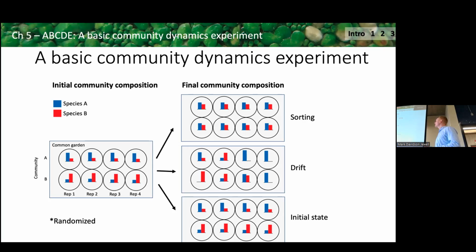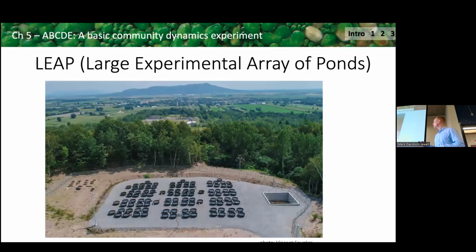The contributions then of sorting, drift, and initial state could sum to the overall change in community composition over the course of the experiment. So we ran this at LEAP, Large Experimental Array of Ponds. This is at McGill, Mount St. Hilaire. These are 1,000-liter mesocosms, replicated mesocosms outside, filled with natural lake water from the adjacent lake. So it has natural communities of phytoplankton and zooplankton.